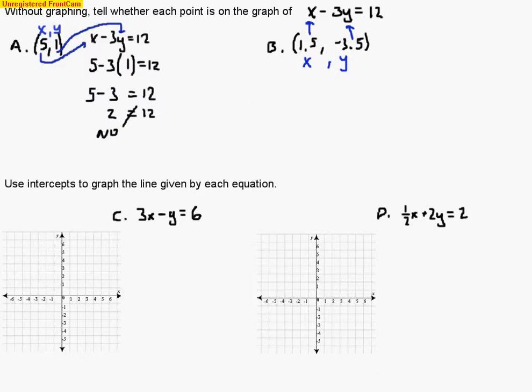So we go ahead and do that substitution. And so in place of x, I wrote 1 5/10 minus 3 times negative 3 1/2. And then we'll see if it equals 12 or not. So we'll have some work to do here. We have to multiply the negative 3 by that negative 3.5. So I'll do that off to the side here.